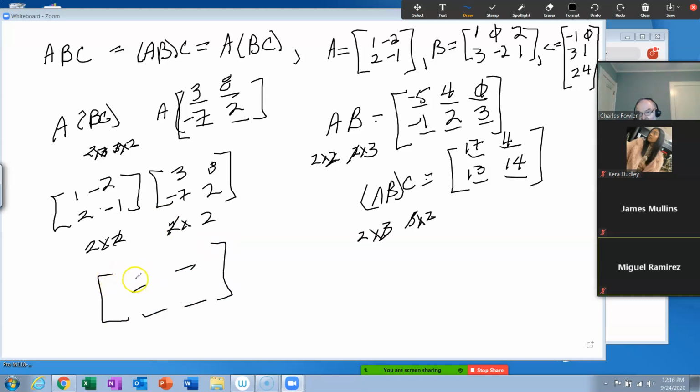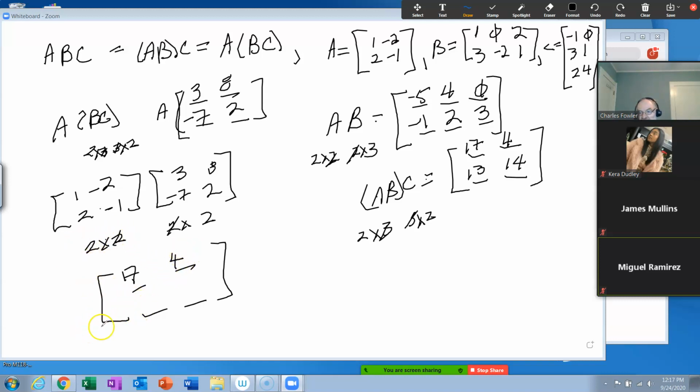The first one's a 1, 1 entry, so it'll be the first row of A by the first column of BC. So that'd be 3 plus 14 is 17. Looking good so far. Okay. Second entry is the 1, 2 entry, first row of A times the second column of BC, and if I can read my writing there, that's a 8 minus 4 is 4. Whew. So far so good.